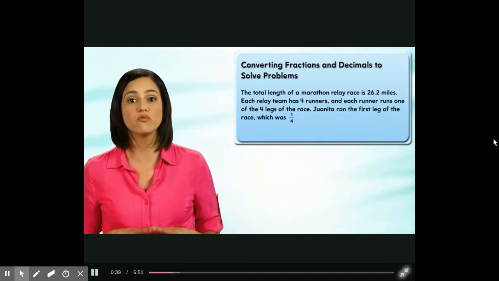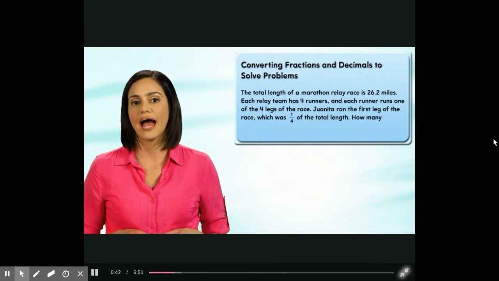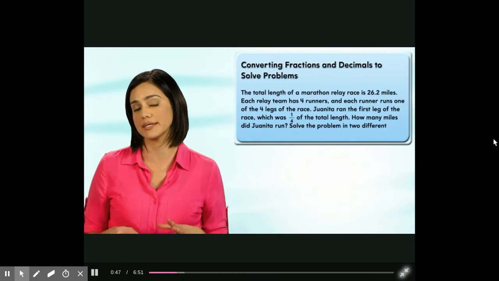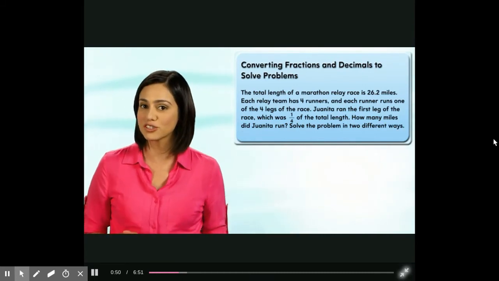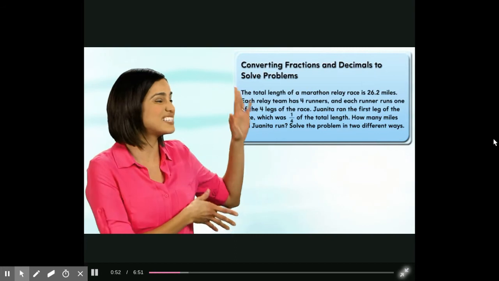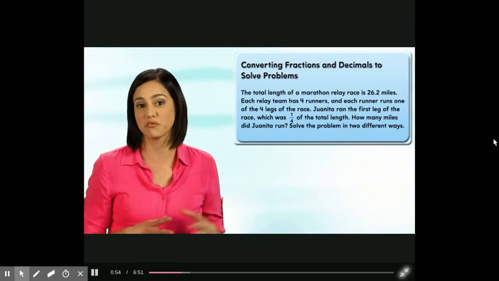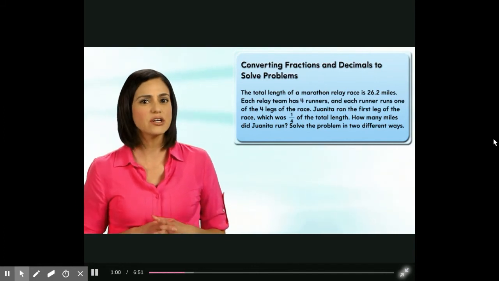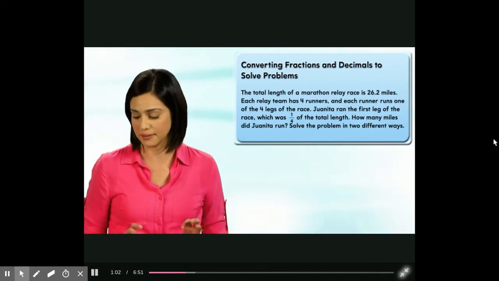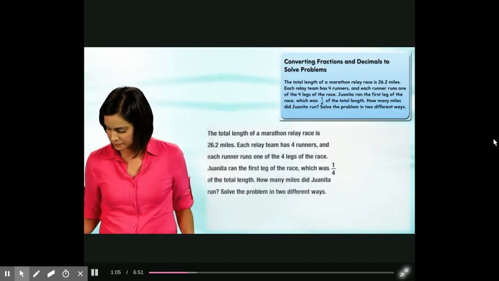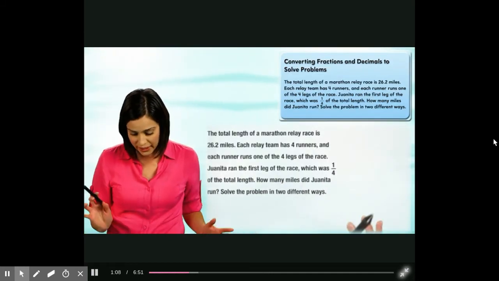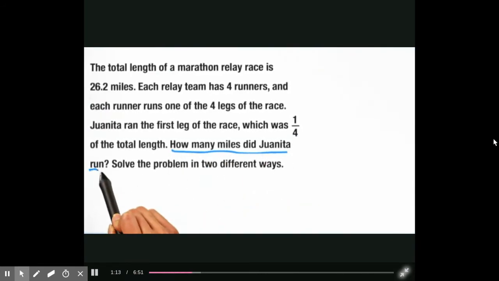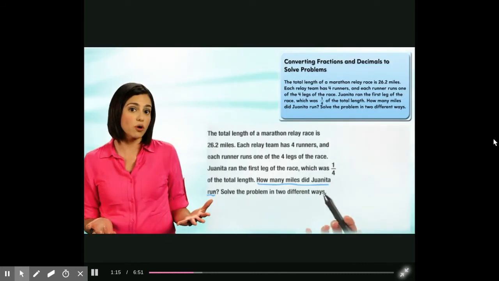Now, before we start, I should tell you that sometimes you get these questions with a whole lot of information, and you don't always need all this information. So let's take a look at what we do need and what we don't need. Let's locate the question first. Here it is. How many miles did Juanita run? So that's what we need to know. Well, here we have that Juanita ran the first leg of the race, which was 1/4 of the total length. This gives us the information we need.